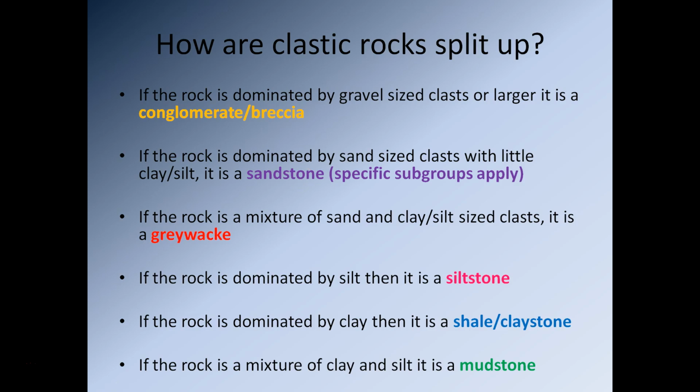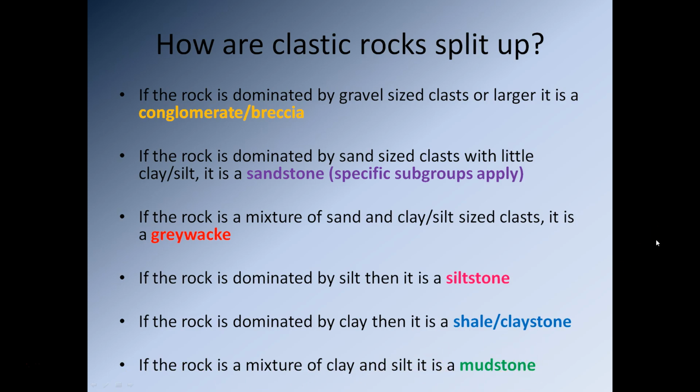Okay, so how are clastic rocks actually split up? Well, clastic rocks are split up into the following groups. If the rock is dominated by gravel-sized clasts or larger, it's referred to as either a conglomerate or a breccia. If the rock is dominated by sand-sized clasts with little to no clay or silt, it's defined as a sandstone. If a rock is a mixture of both sand and clay and silt, it's referred to as a greywacke. If the rock is dominated by silt, then it's a siltstone. If the rock is dominated by clay, then it's a shale or a claystone. And if the rock is dominated by a mixture of clay and silt, it's simply referred to as a mudstone.